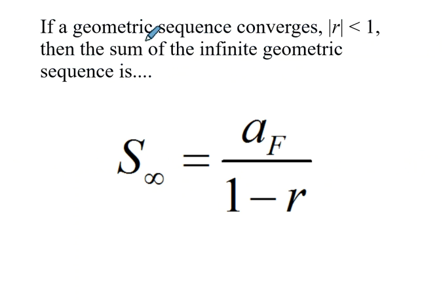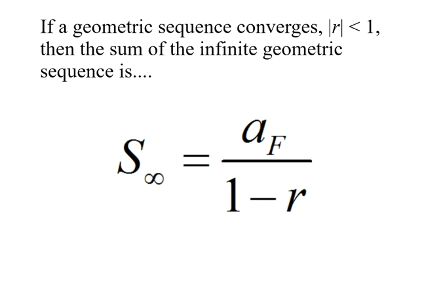So if a geometric sequence converges, and that will only happen when the absolute value of r is less than 1, then the sum of that infinite geometric sequence is AF divided by 1 minus r. I apologize. That is such an easy looking formula.